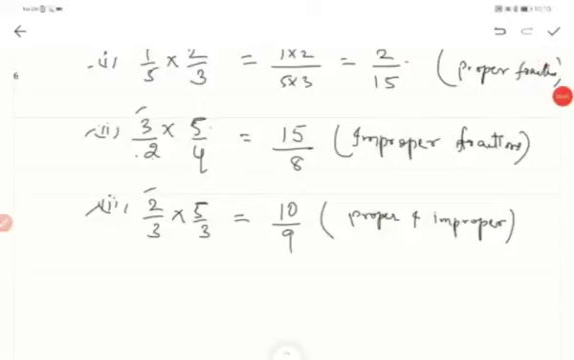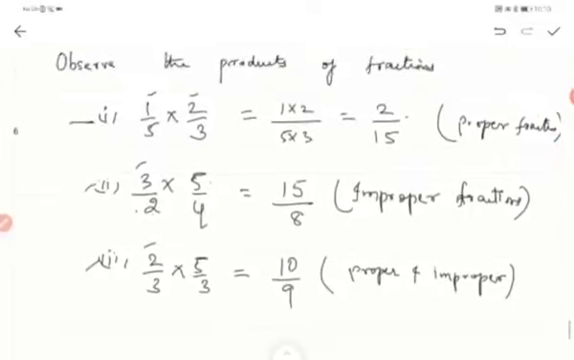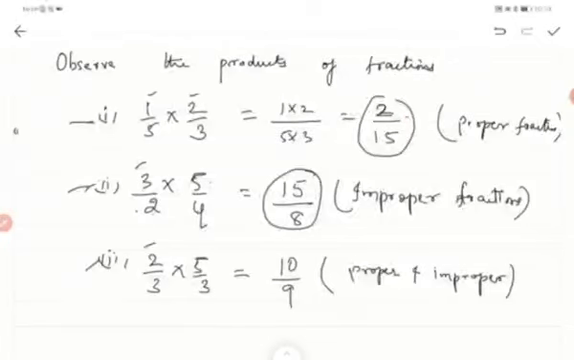Now let's observe the products of these, what we have done, all the four. We have two fractions, and we check whether the product is lesser or greater than each of its fractions. Let's check whether this answer is lesser or greater than each of its fractions. First we will compare for the proper fractions.